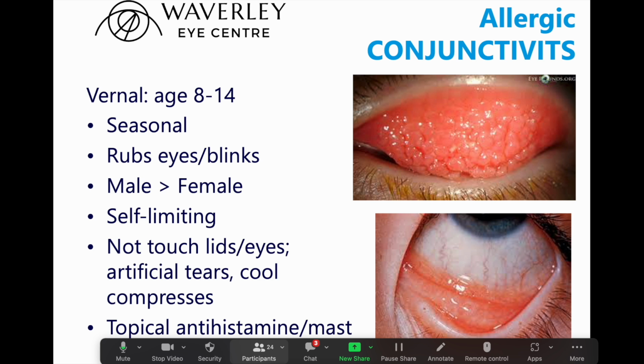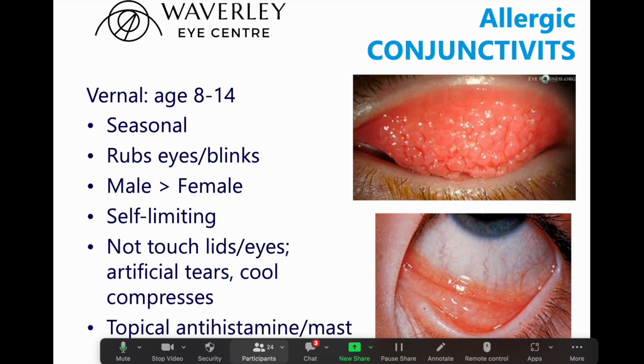I say, we can do nothing. 2 is, if it's becoming a nervous habit, we could do cool compresses. You could do artificial tears, keep them in the fridge, and replace the eye rubbing with the cool compresses and the cool artificial tears. But mast cell stabilizers work really awesome.